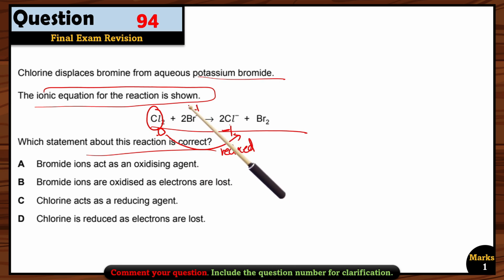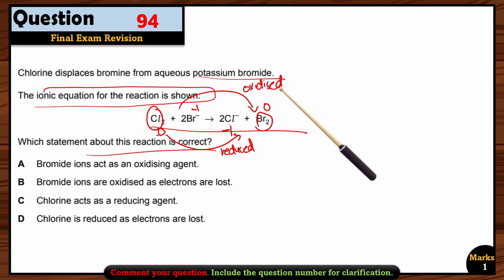Bromine was -1, now it changed to 0 because it is now in the molecule form. So this one is oxidized. An increase in oxidation number means oxidized. A decrease in oxidation number means it is reduced. So let's see now, bromide ions act as an oxidizing agent. So what's happening to bromine? Bromine is oxidized. So the agent's job is different.